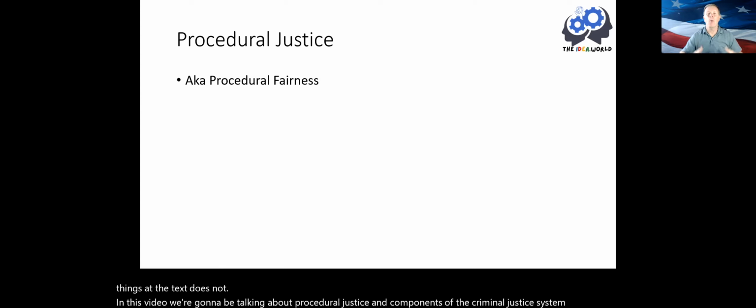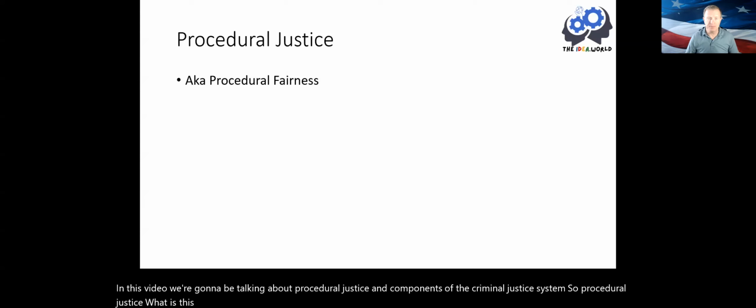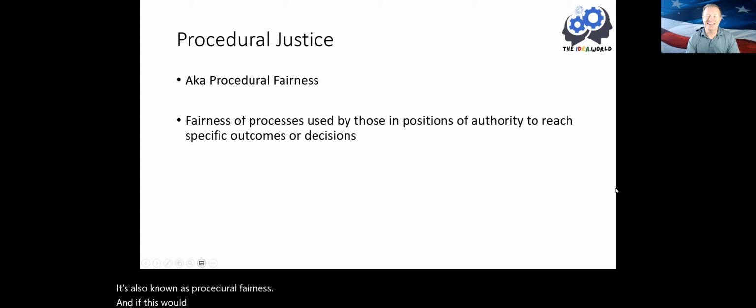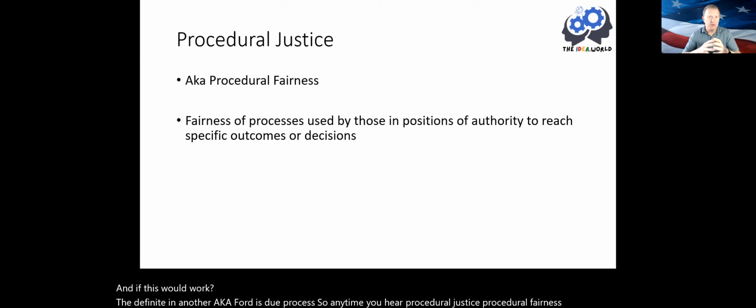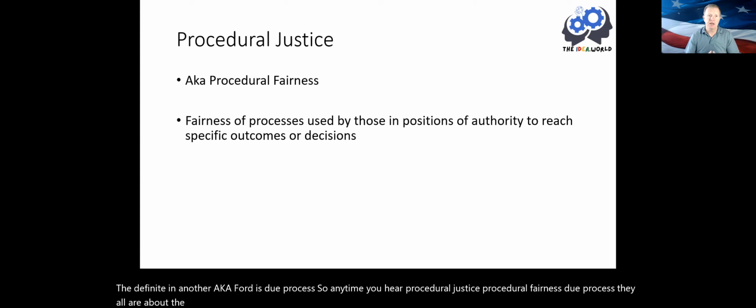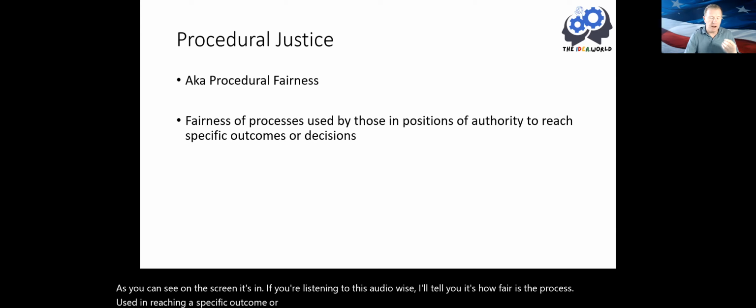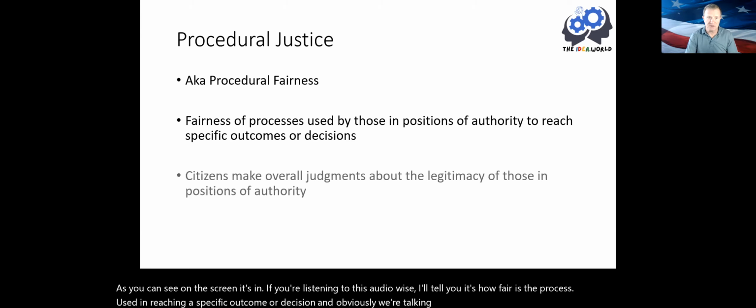So procedural justice, what is this vague, non-specific term? It's also known as procedural fairness. And another AKA for it is due process. So anytime you hear procedural justice, procedural fairness, due process, they all are about the same thing. Ultimately, it's how fair is the process used in reaching a specific outcome or decision. And obviously we're talking specifically about the criminal justice system.